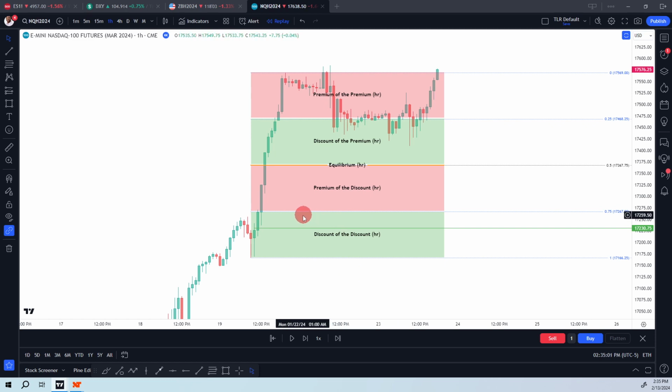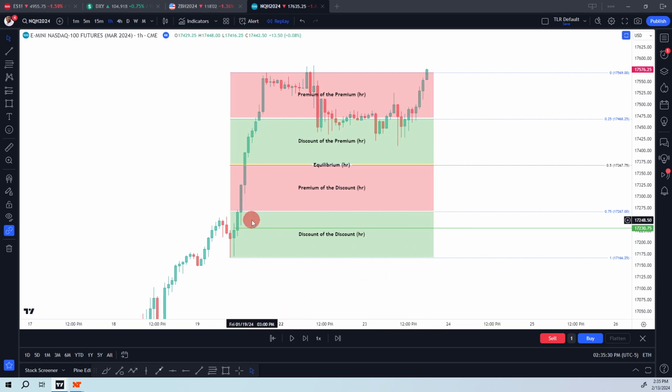Okay, and what does premium mean? Higher numbers? Premium means it's expensive. It's getting expensive. Discount means it's getting cheap. So at the low end of your range, price is in a discount. At the high end of the range, price is in a premium. That's why you hear me say you want to sell in a premium and buy in a discount. What does that mean?